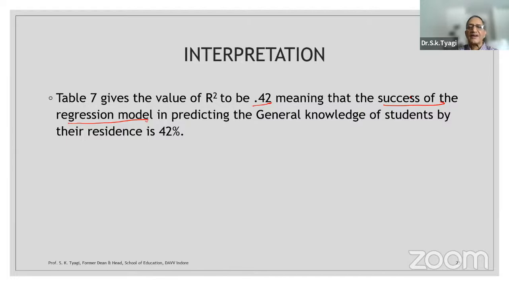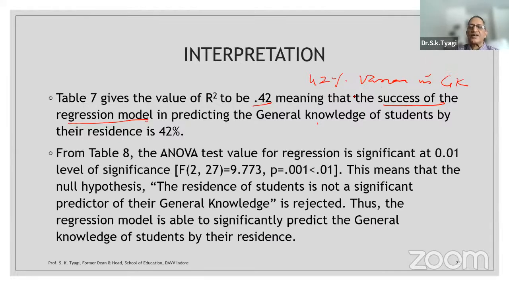They say that 42% of the variance, he is doing PhD in management at the University of Minnesota, variance in the dependent variable, GK, can be accounted for by the independent variable. This is what we should actually say, because it is not a causal inference. Success is used when we have a cause-effect relationship. This was his objection.